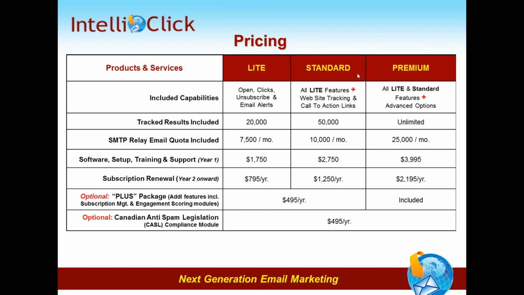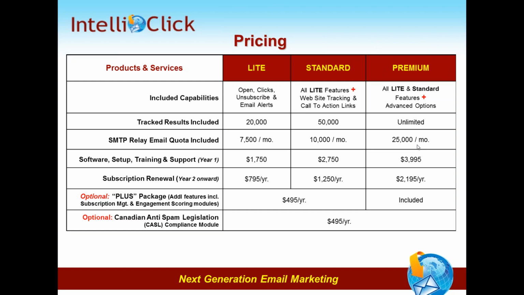Then these 2 are somewhat similar, the standard and the premium. With the standard, you get all of the website tracking, you get the call to action links, and you do that with the premium as well. One starts at 10,000 emails a month and one starts at 25,000 emails a month. And then the cost is $27.50 a month. Year 2 is $12.50. In the premium, it's $39.95. These are unlimited clicks. You can basically do what you want.